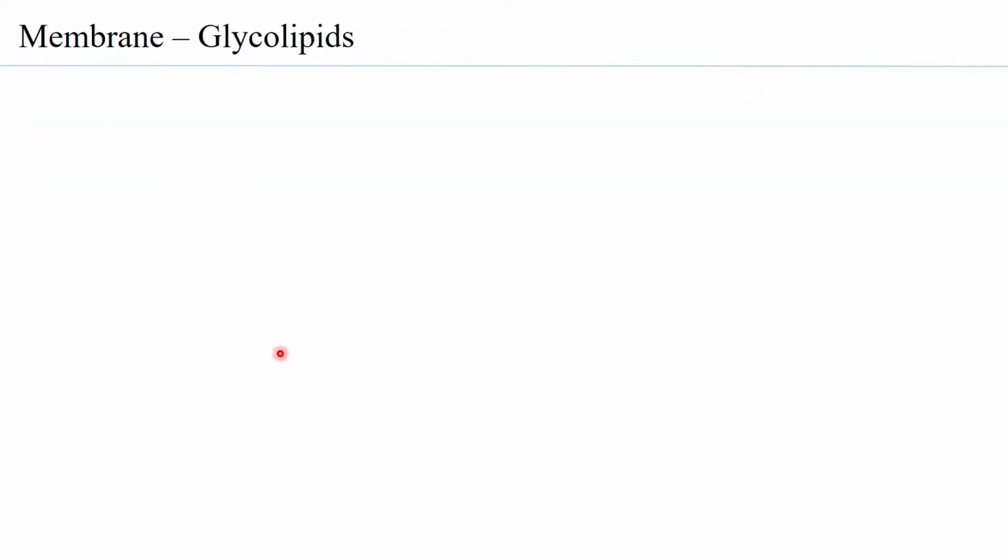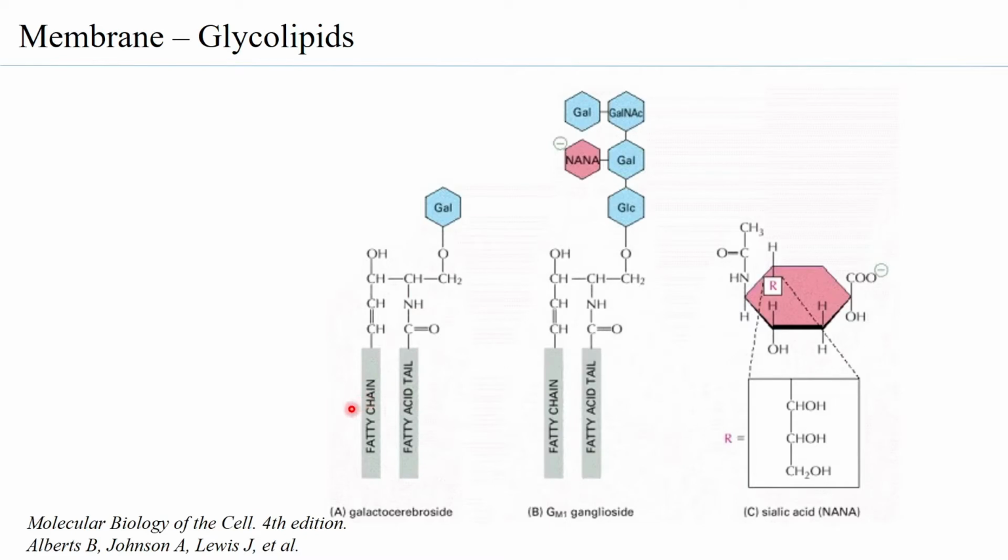Then you have glycolipids. What are glycolipids? When lipids are bound to sugar moieties, then they are called glycolipids. For example, you can see over here a lipid moiety which is bound to only galactose. This forms what is called galactocerebroside. And when you have a lipid moiety bound to an oligosaccharide, then that is called a ganglioside. And this is typically a GM1 ganglioside found in several neuronal cells of the body.